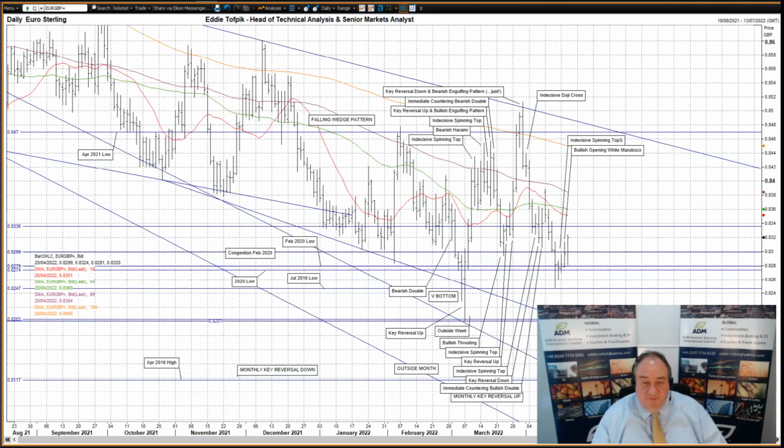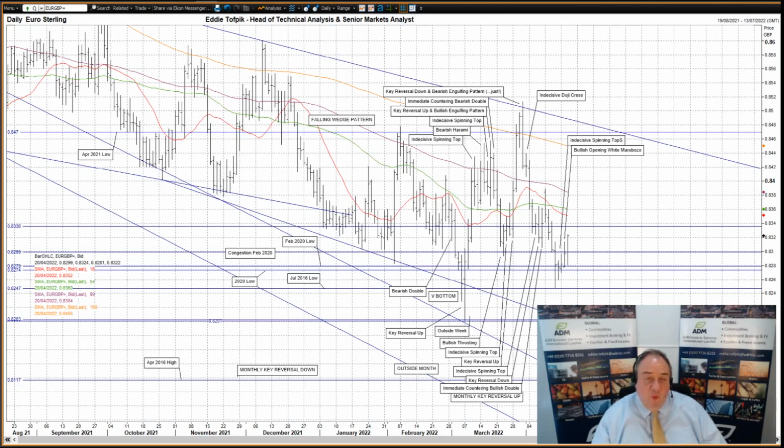Euro sterling. After a pair of indecisive spinning tops, we had a somewhat reactionary bullish opening white Mariposa yesterday. Overall, the market is still within the very large falling wedge pattern, currently 82.03 to 84.89, that I have detailed now for many months. The move back up was as a result of my observation yesterday that the market was having a hard time trying to penetrate the supports of the February 2020 low at 82.79, and also the whole of the 2020 low at 82.74.